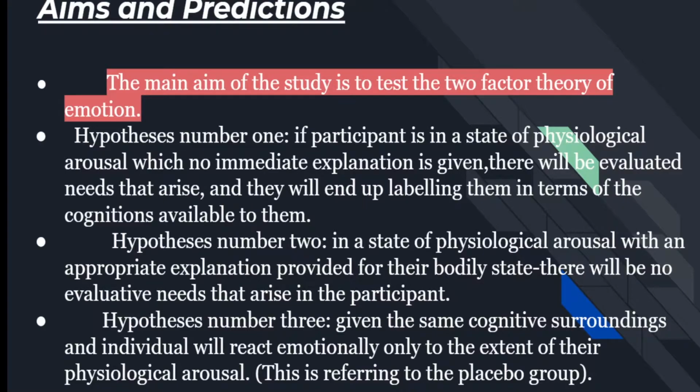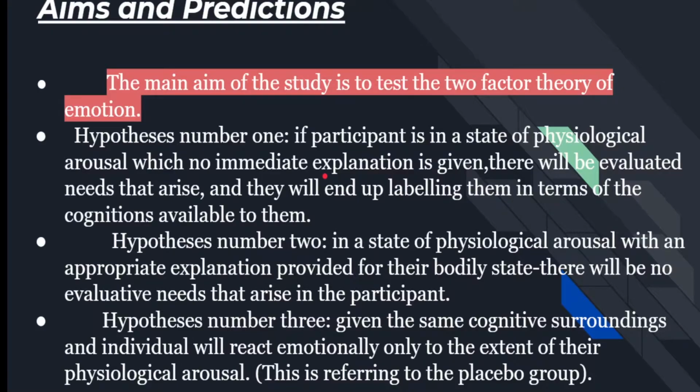The first hypothesis claims that if a participant is in a state of physiological arousal where no immediate explanation is given, there will be evaluative needs that arise inside them, and they will end up labeling them in terms of the cognitions that are available to them externally. We will move on later to what the explanations may be.